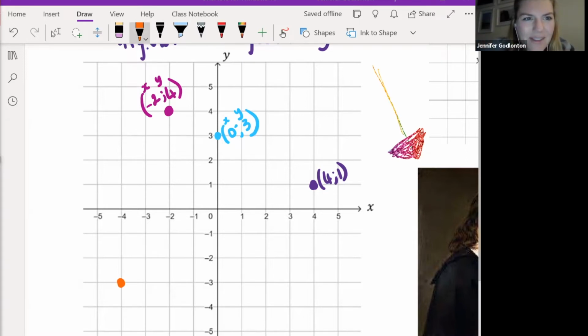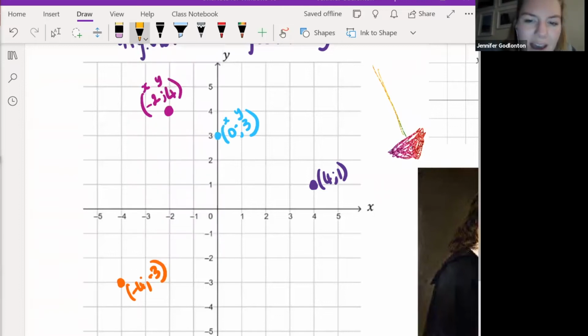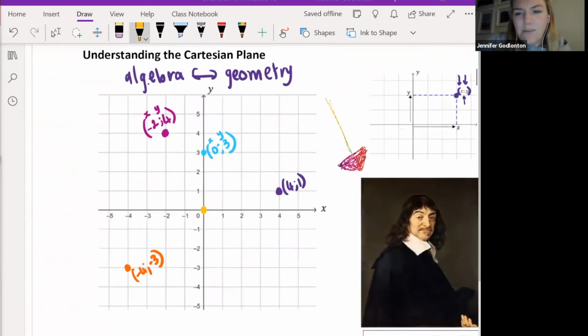Jasmine? -4 semicolon -3. Yes, beautiful. -4 semicolon -3. Actually, I'm going to do one more over here. I'm going to do that yellow dot over there. Last one on this page, and then we're going to say goodbye to this little French man.